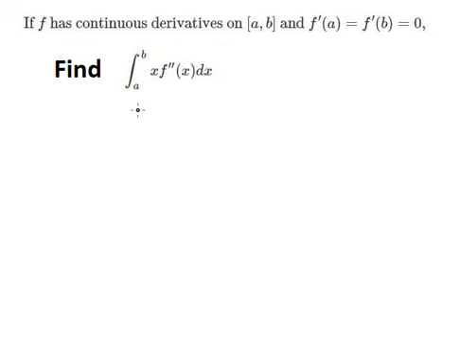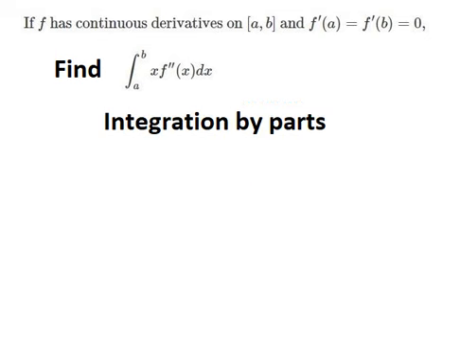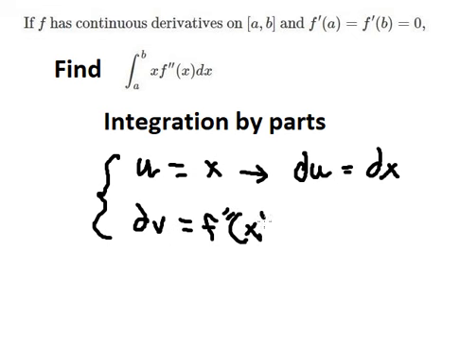Now I want to show you how to answer this one. We need to use integration by parts. So I will put u equals x. Then we need to take the first derivative of both sides, and we have dv, that is the second derivative f of x dx. So the integration of this one, we have v equals the first derivative f of x.